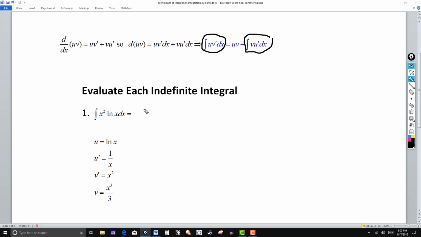So u is ln of x. And just so there's no confusion here, I'll put that in parentheses. That's going to multiply v. So you can put it here on the left front. On the right doesn't matter here. x to the third over 3.